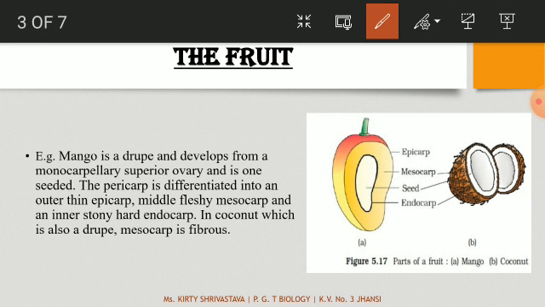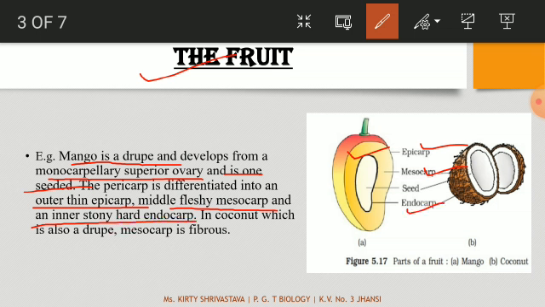A very good example of fleshy fruit is the mango. Mango is a drupe and develops from a monocarpellary superior ovary having a single seed. The pericarp is differentiated into an outer thin epicarp, the middle fleshy mesocarp, and the inner stony hard endocarp. In coconut, which is also a drupe, mesocarp is fibrous.